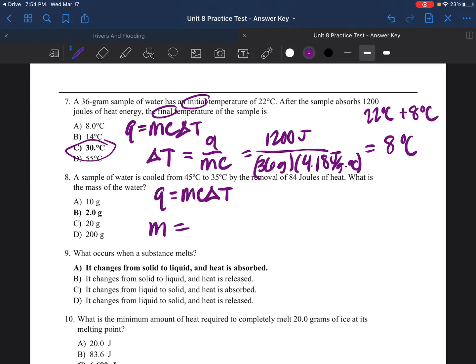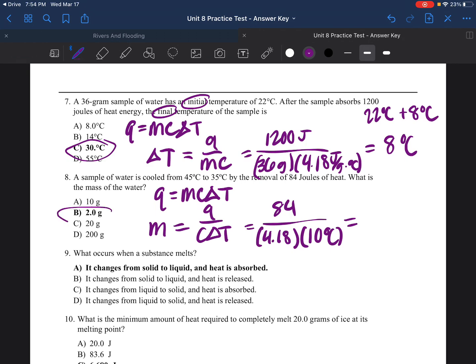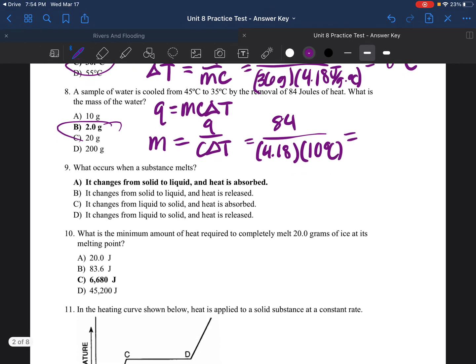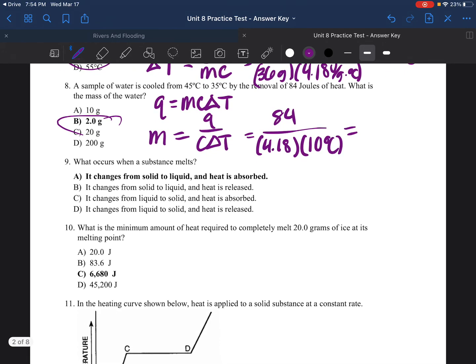Well, mass is equal to Q over C delta T. That will be equal to 84 divided by 4.18 times 10, because that is our change in temperature. Calculate that out, you get 2 grams. Number 9. What occurs when a substance melts?